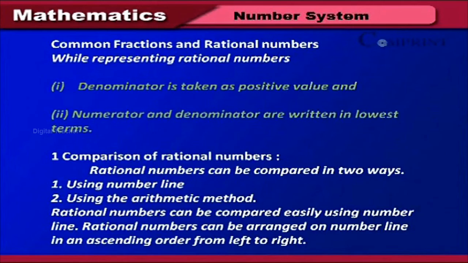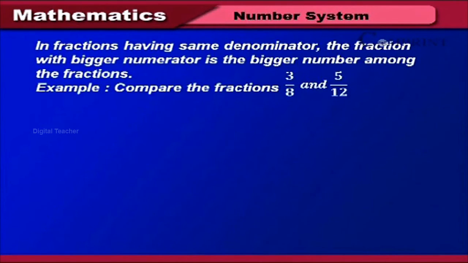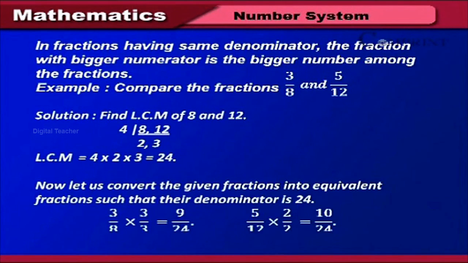Rational numbers can be arranged on the number line in ascending order from left to right. In fractions having the same denominator, the fraction with the bigger numerator is the bigger number. Example, compare the fractions 3 by 8 and 5 by 12. Solution, find the LCM of 8 and 12. 8, 12 divided by 4, we get 2, 3. LCM is equal to 4 into 2 into 3, which is equal to 24.